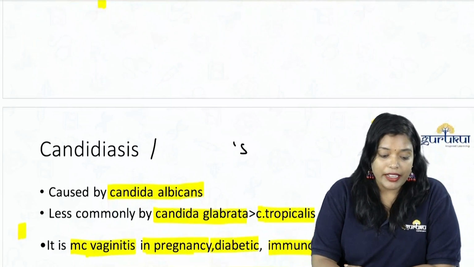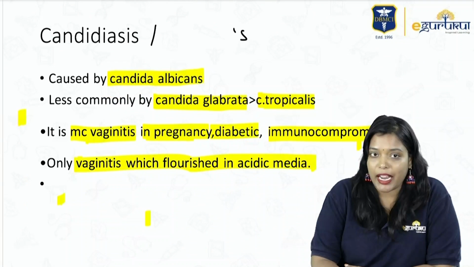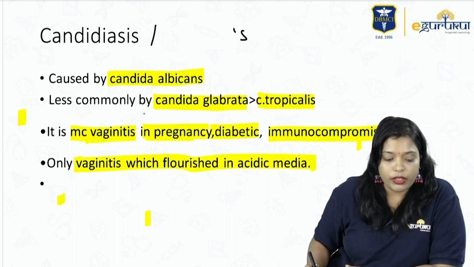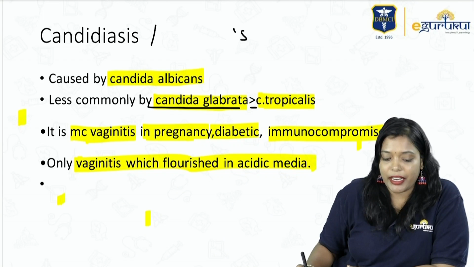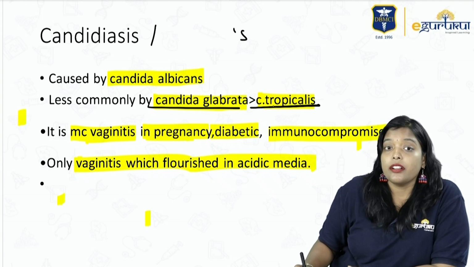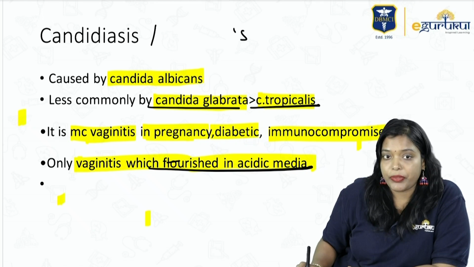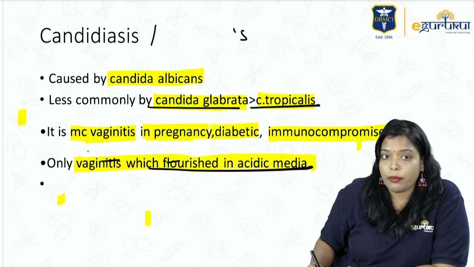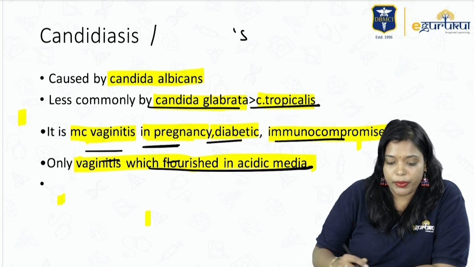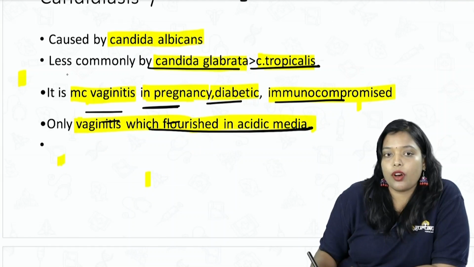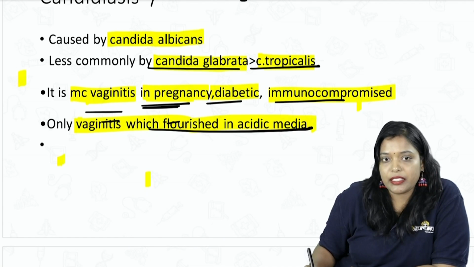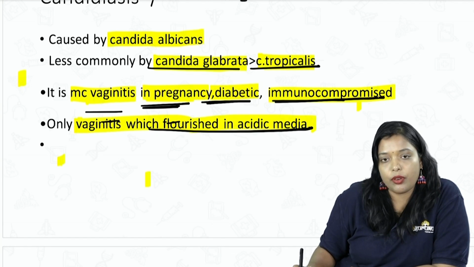Coming to candidiasis, it is mainly caused by Candida albicans, and less commonly by Candida glabrata and Candida tropicalis. This is the only organism which can flourish in the acidic medium. That is why it is the most common vaginitis in pregnancy, diabetics and immunocompromised.